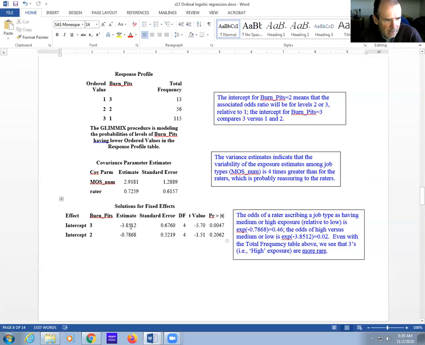We have our two intercepts here. So our fixed effects, we have our two intercepts. The first intercept is going to compare the highest level to the lower two. And then the next one's going to compare medium and high to low. So if we exponentiate those, then we can get the odds of high versus medium and low, and the odds of medium and high versus low. And those turn out to be high versus medium and low is 0.02, and medium and high versus low is 0.46.